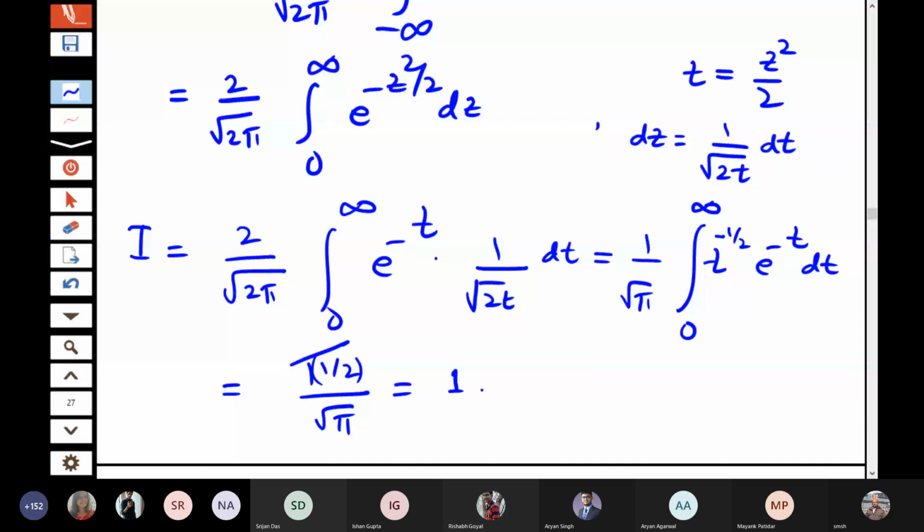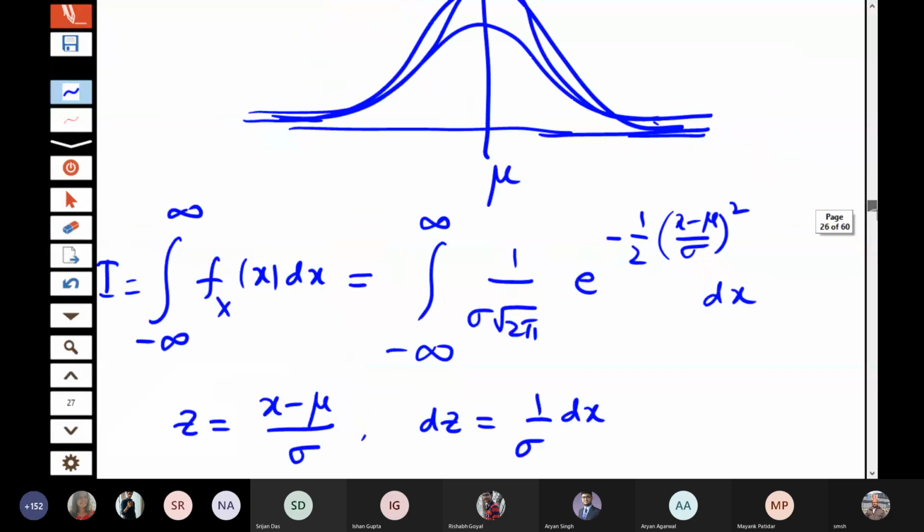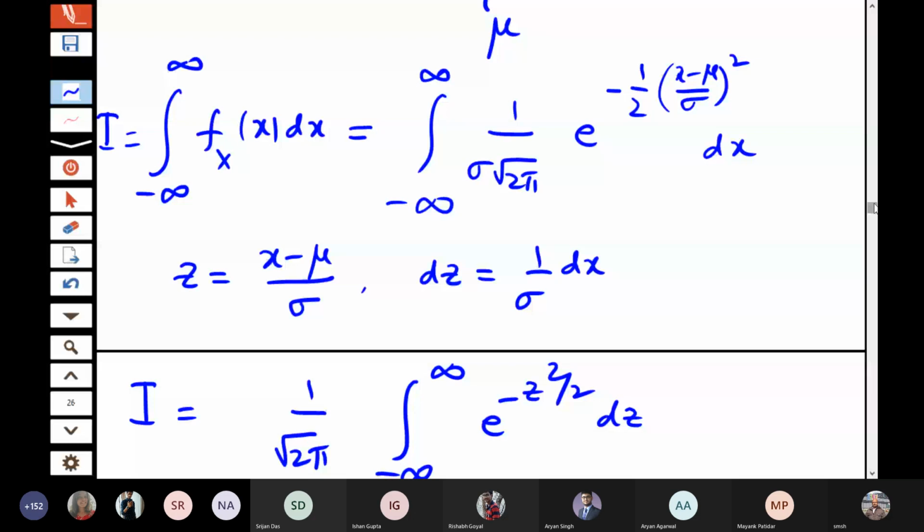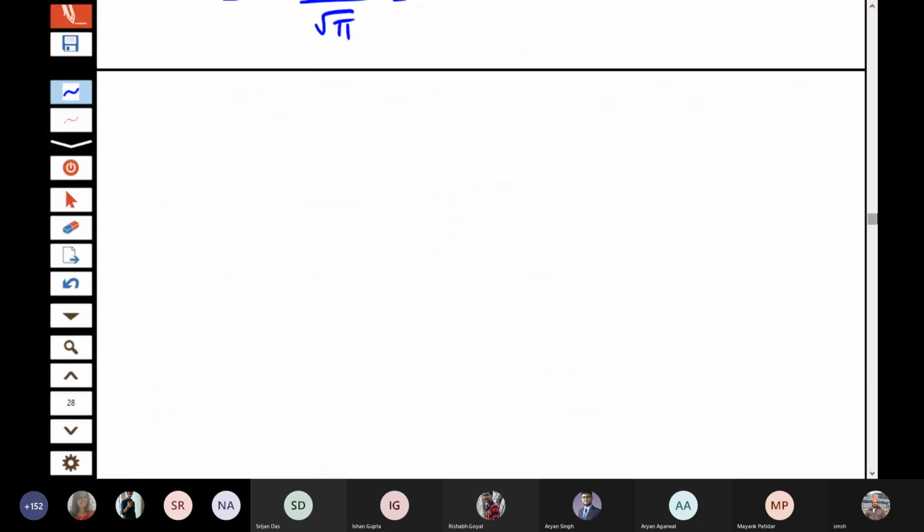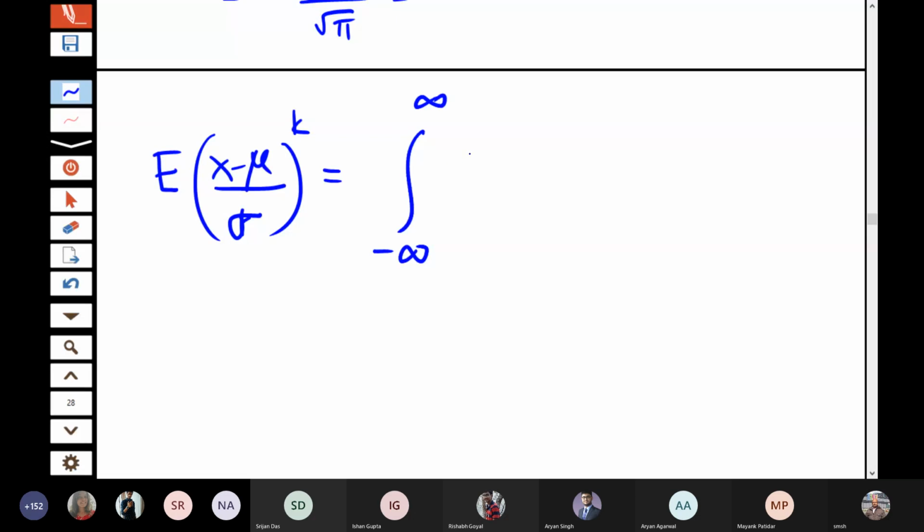Now we can easily go for the calculation of the moments, and from the way we have done this substitution, it is clear that it will be easier to calculate expectation of (x minus mu by sigma) to the power something, because exactly that substitution we are making. So in place of calculating expectation x square, etc., let us look at expectation of (x minus mu by sigma) to the power k. So that is (x minus mu by sigma) to the power k.